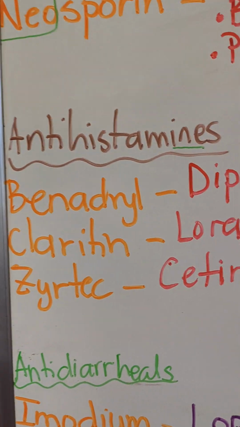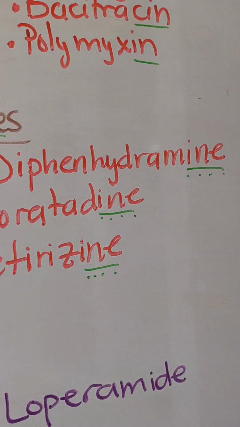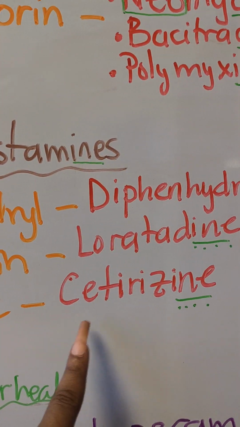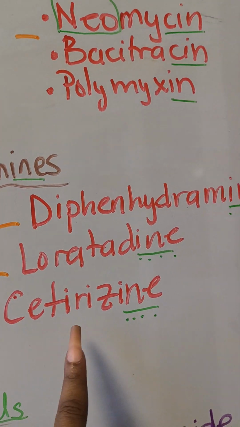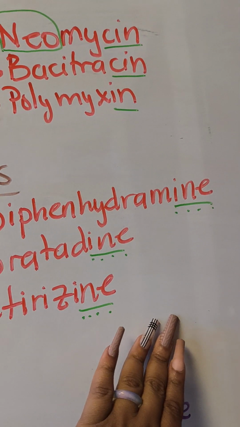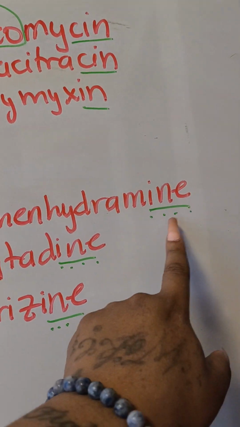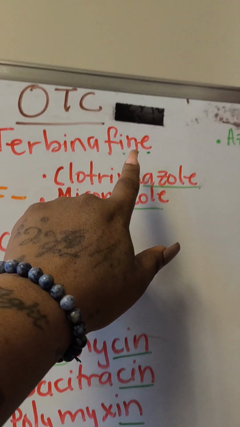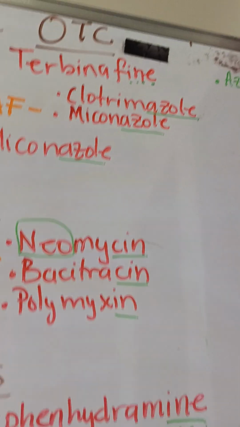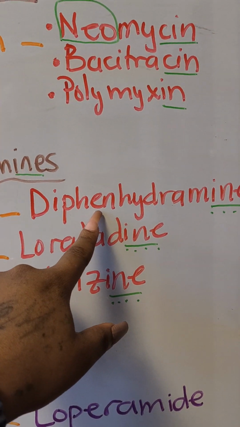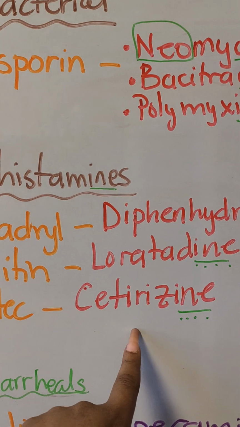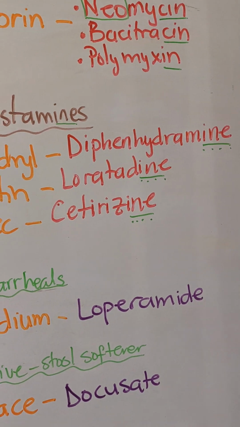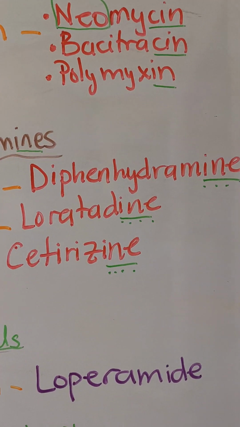Diphenhydramine. Claritin is loratadine. Loratadine is Claritin. Zyrtec is cetirizine. Cetirizine. The three of them all end in INE, which is why I underlined them. I also added those dots because they have in common the INE at the end with terbinafine. So, Benadryl is diphenhydramine, Claritin is loratadine, and Zyrtec is cetirizine. Diphenhydramine is Benadryl, loratadine is Claritin, cetirizine is Zyrtec, okay?